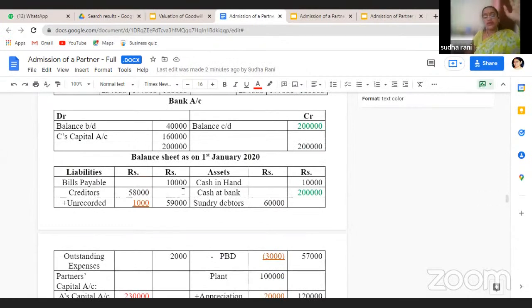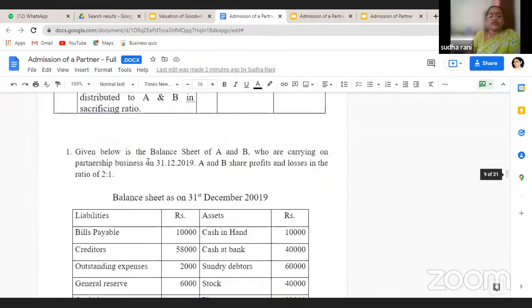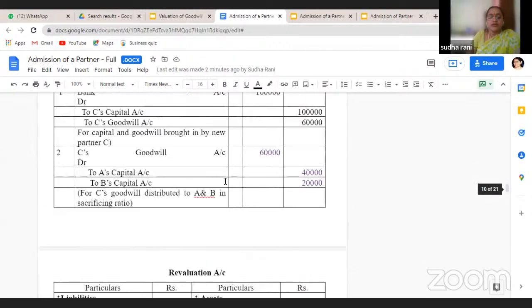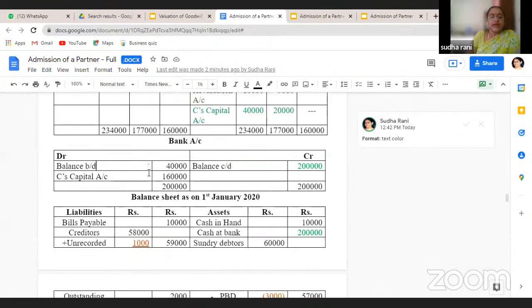Now, understood. Before proceeding to the balance sheet, you are supposed to prepare bank account because bank balance also changed. What is this bank balance, from where did you get it? From the question balance sheet. Look at the question balance sheet. Bank is showing 40,000. And C brought his share of goodwill and capital, total 1 lakh 60. So bank balance increased to 2 lakhs. Okay, your bank balance changed. That has to be shown.